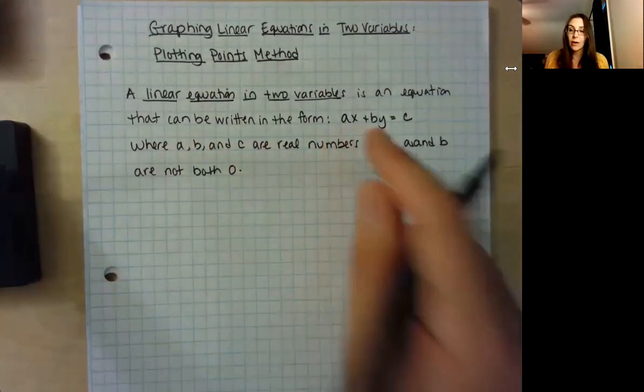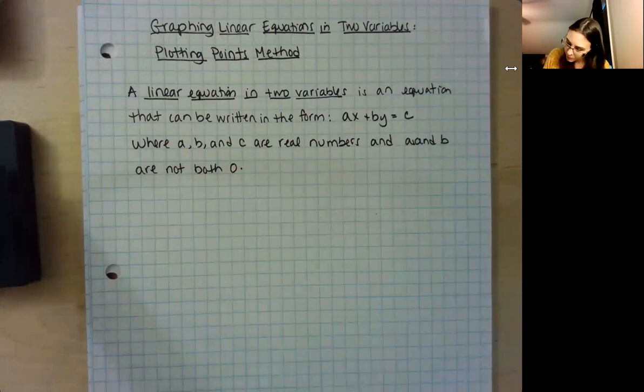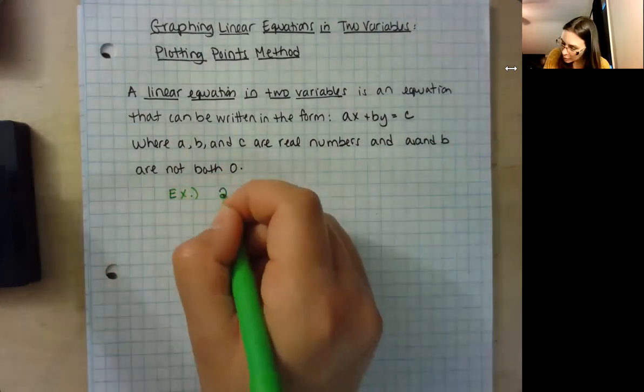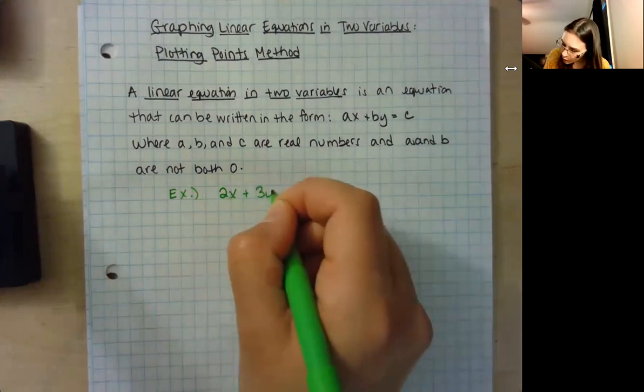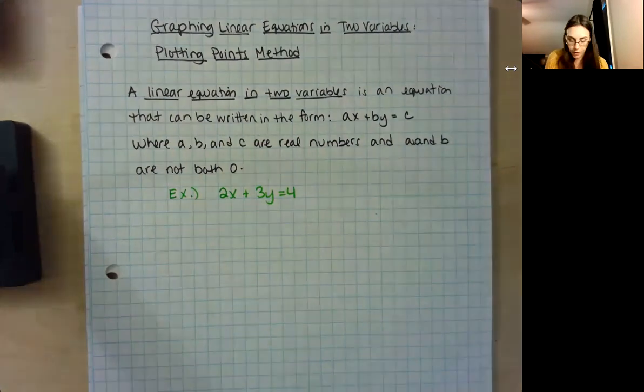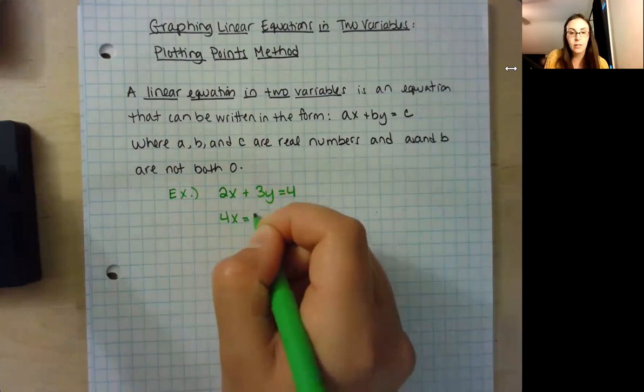You have to have at least one variable represented, right? You can't get rid of both variables. So here are some examples. Something like 2x plus 3y equals 4. You could also have something like 4x is equal to 6.